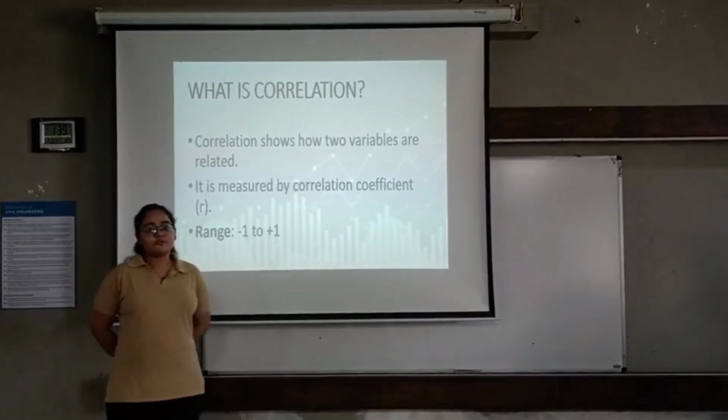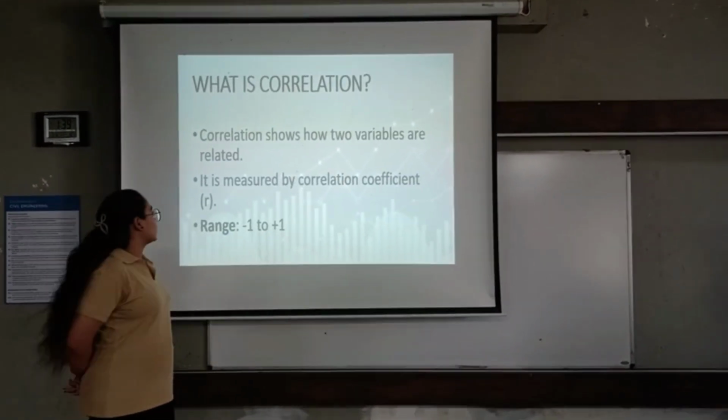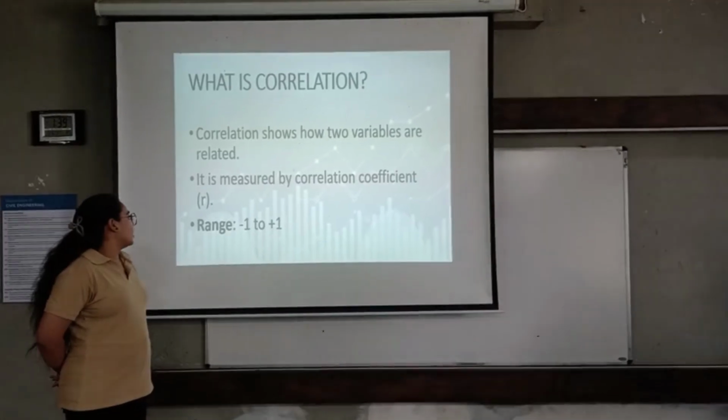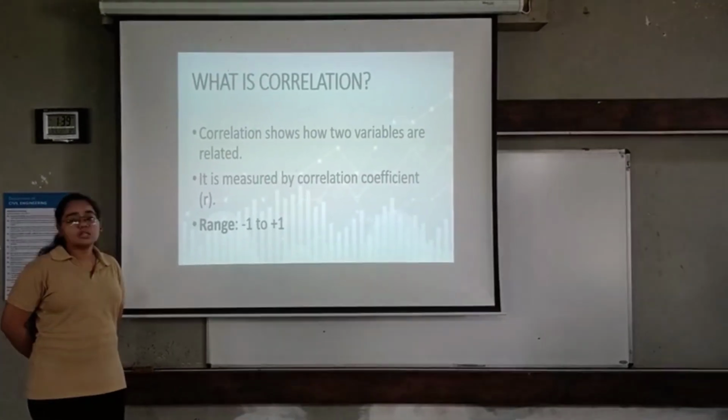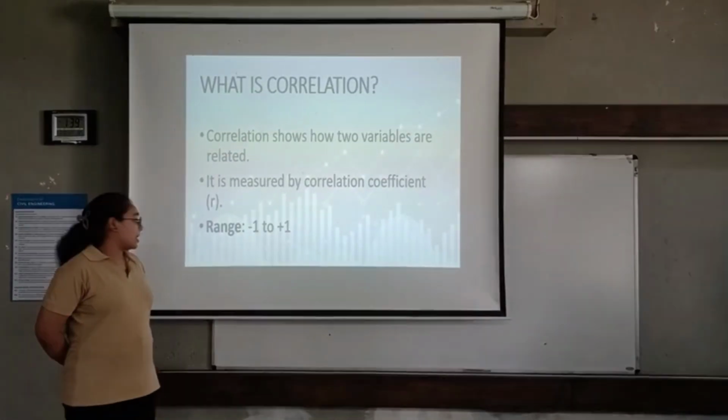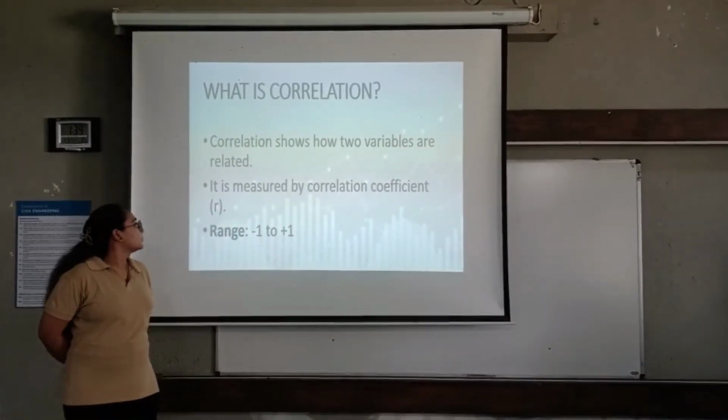So first of all, we start with what is correlation. Correlation shows how two variables are related. It is measured by a correlation coefficient. Its symbol is R, and its range is -1 to +1.